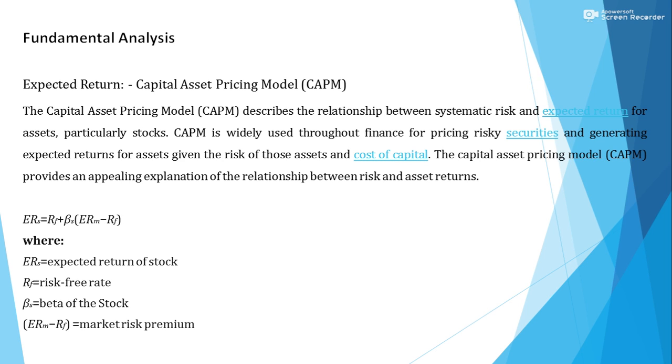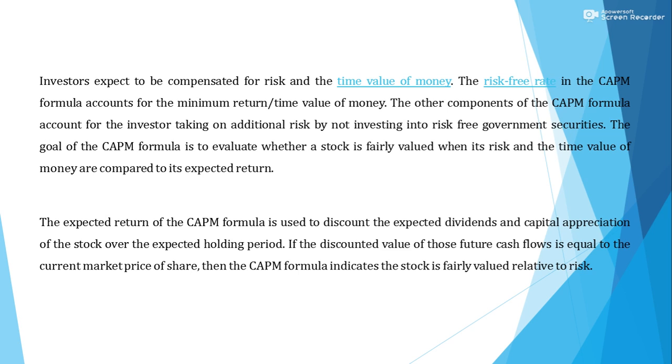There is a formula for calculation of expected return through the CAPM model. This is RF plus beta times the market risk premium, wherein RS is the expected return of the stock, RF is the risk-free rate, beta is the beta of the stock, and the market risk premium. We just discussed this in an earlier slide.